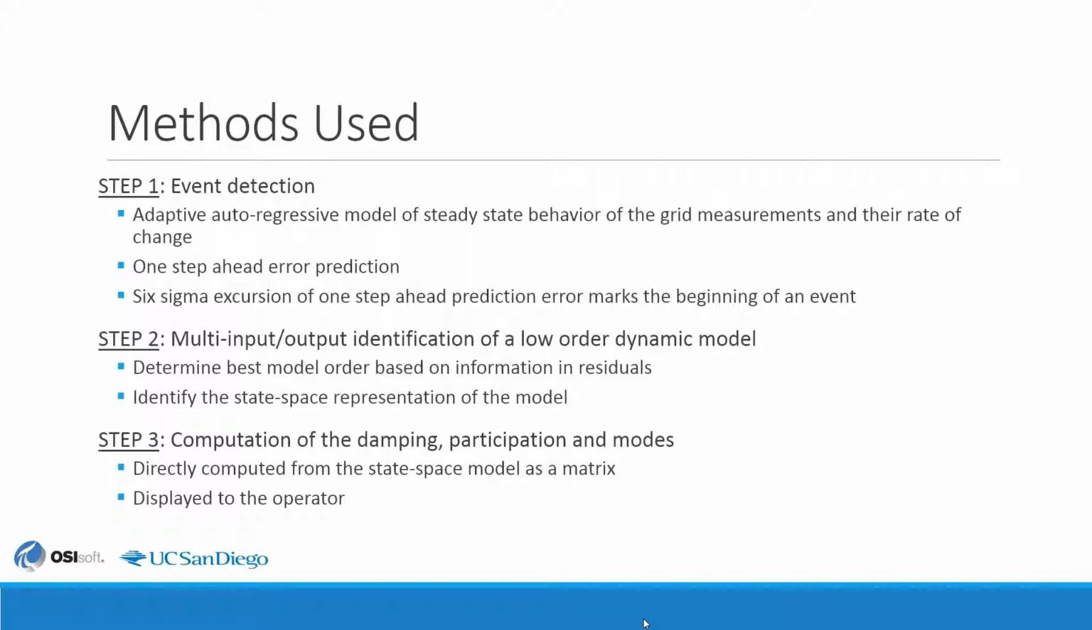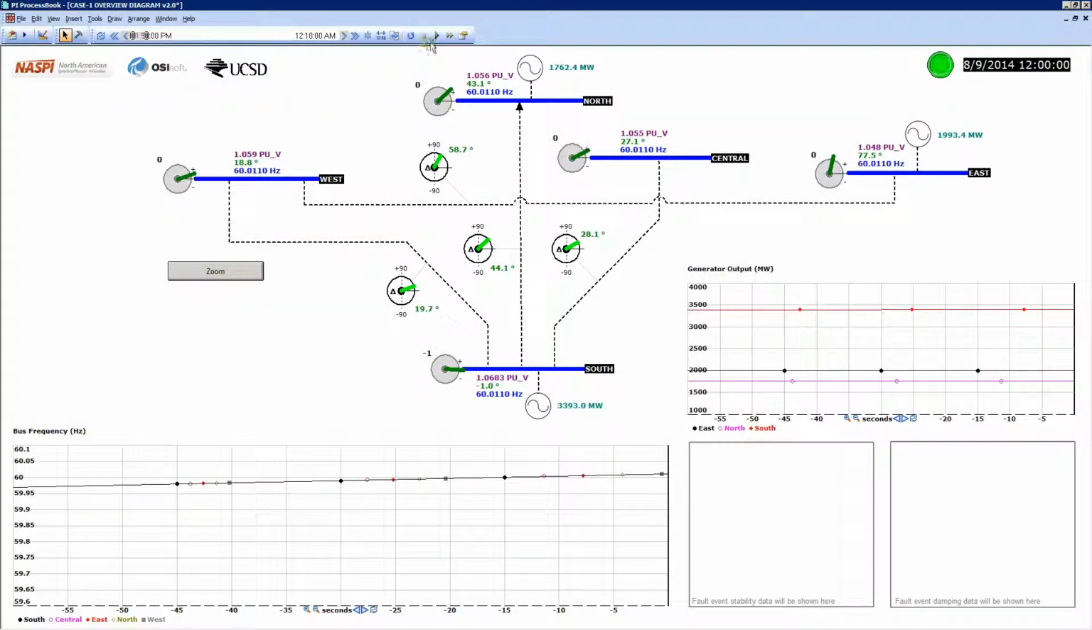Once we have the state space representation of the model, in step 3 we compute the damping coefficients and the modes of oscillation and their participation. These results are then displayed to the operator. Now we'll show you how we visualize these results using PyProcessBook and MATLAB.